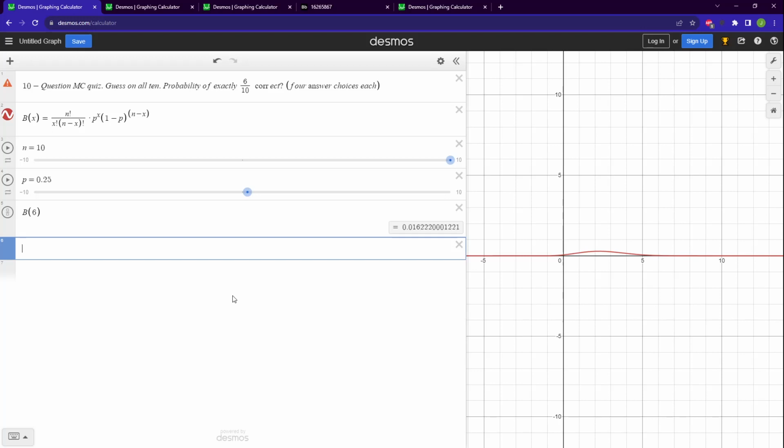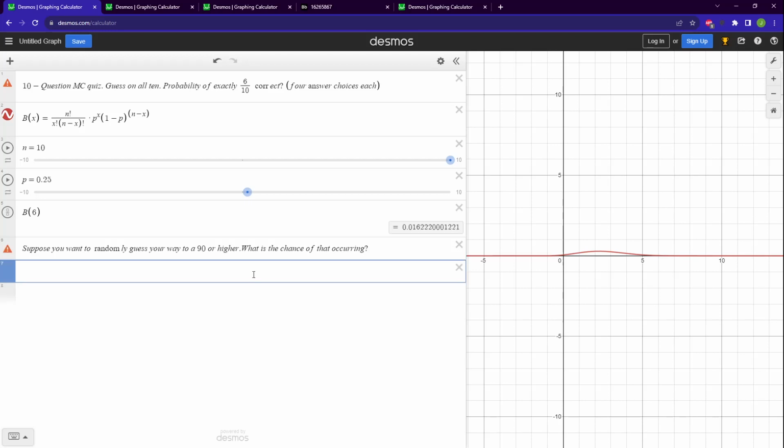Suppose you want to get an A. So suppose you want to randomly guess your way to a 90 or higher. In this case, 90%. What is the chance of that occurring? In this case, a 90 or higher would be either a 9 out of 10 or a 10 out of 10. So 9 out of 10 or the 10 out of 10.